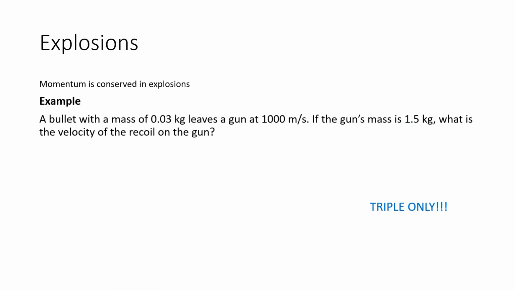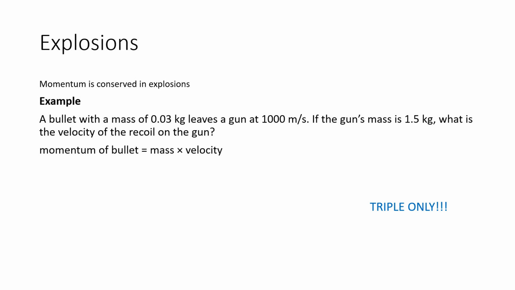But there are also calculations on explosions, and momentum is again conserved, and this type of calculation would only be in a triple paper. So, for example, a bullet with a mass of 0.03 kilograms leaves a gun at 1,000 meters per second. If the gun's mass is 1.5 kilograms, what's the velocity of recoil of the gun? So the momentum before must be equal to 0, and the momentum after must also be equal to 0. So as the bullet goes off in one direction, the gun must recoil in the other direction to be equal and opposite to that momentum.